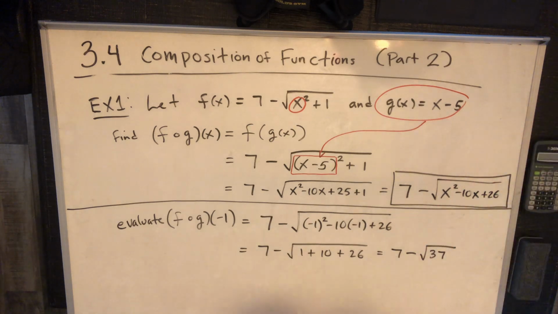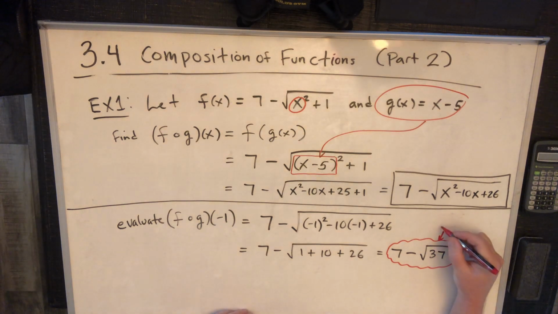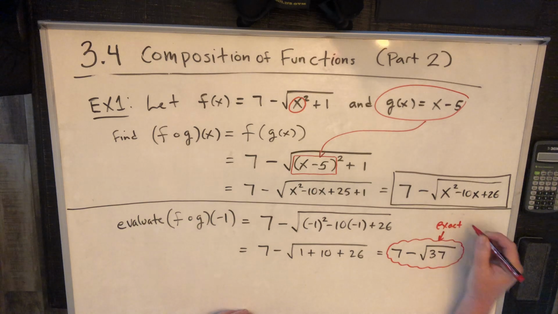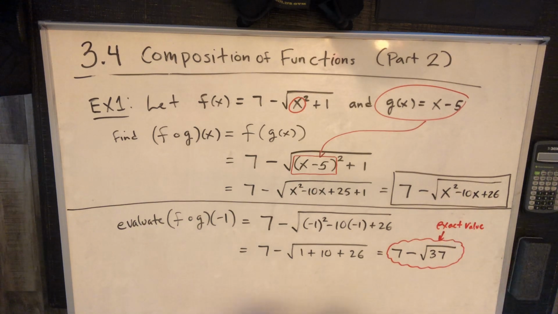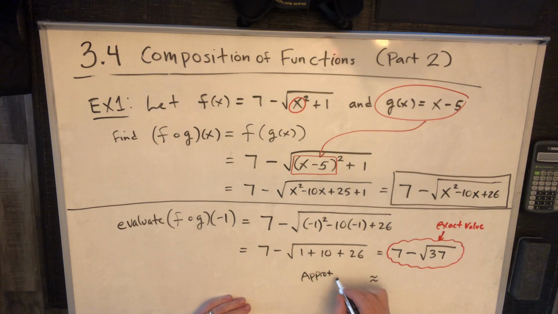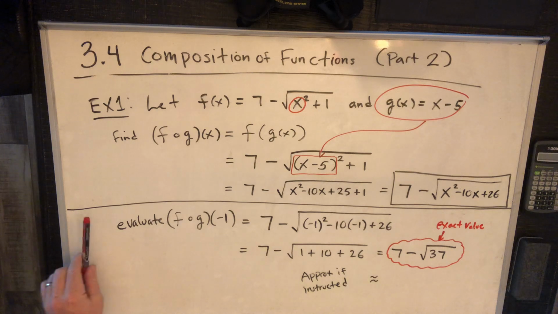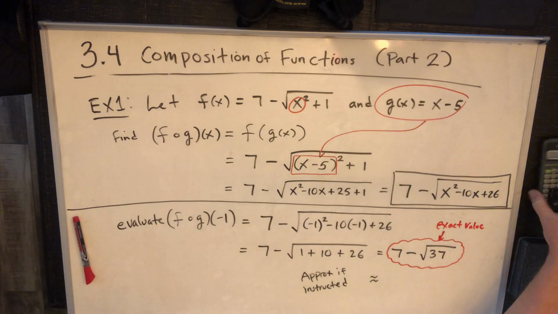This is what we call the exact value. It would have been nice if we would have got the square root of 36, so maybe you'll get lucky and you'll get a nice perfect square. If it's not perfect, you can just leave it as the exact value, or you can approximate if instructed. I'll tell you if I want you to approximate. For this example, I'll give you both versions of the answer.